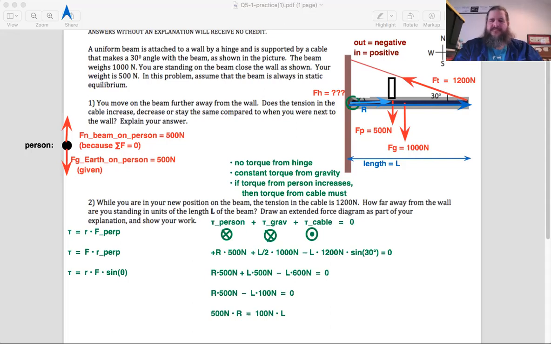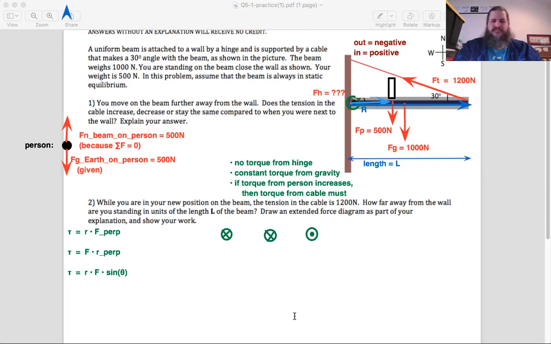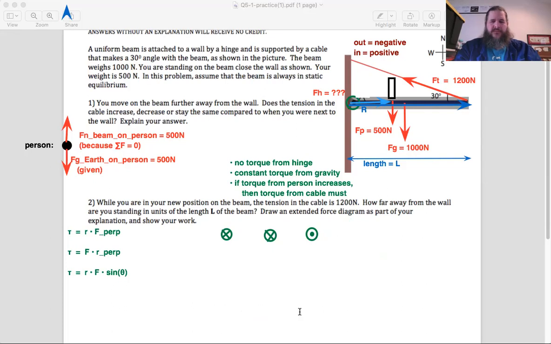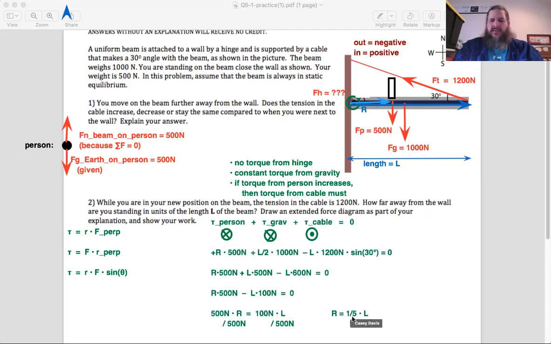And then what? Yeah, divide by 500 newtons. So on the left side, those cancel out entirely. On the right side, newtons and newtons cancel out, and we get 100 over 500. So it looks like R is going to be 1/5 times L. So that's the result we were looking for.